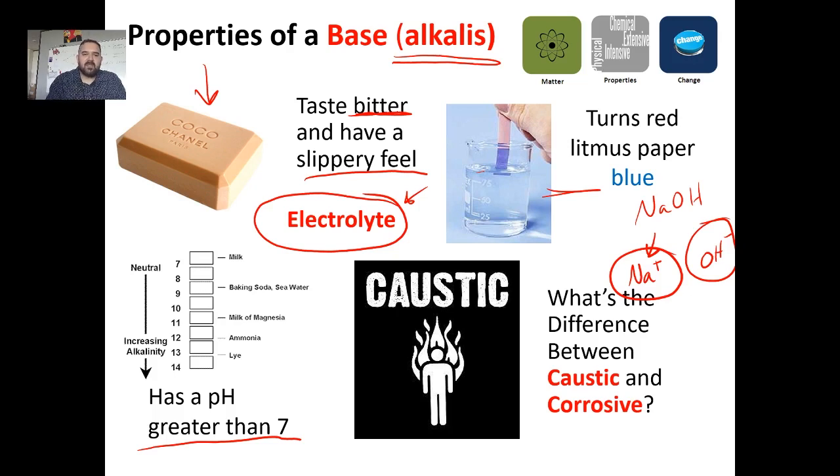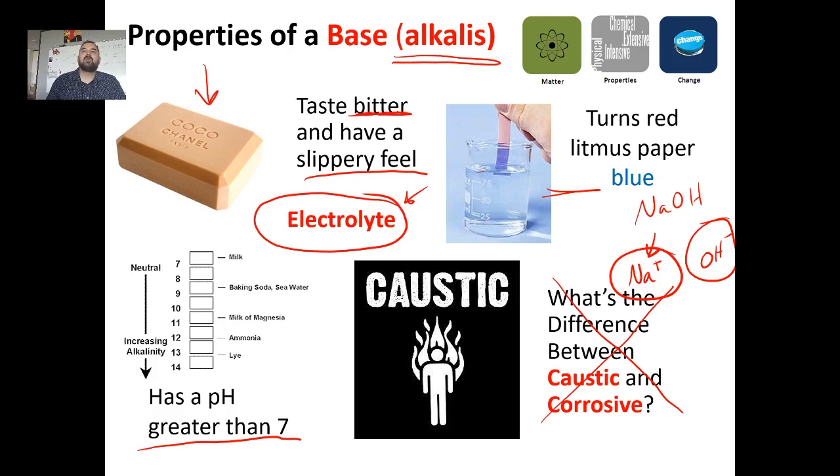So what's the difference between caustic and corrosive? You don't have to worry about this, but caustic, that's a chemical burn. If you get a base on your hand, it's going to burn your skin, but not in the burn that you're used to. Not a fire burn. It's going to be a chemical burn. It hurts your skin. Very painful. Yes. Except bleach is rarely as concentrated as the bases that we work with. Yes.